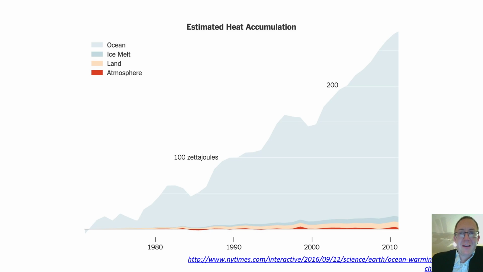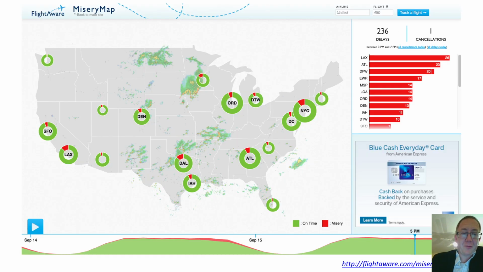Here would be estimated heat accumulation from the New York Times, and how much heat is in the ocean versus in ice, land, and the atmosphere, where it gets trapped essentially, and whether this is done well. Again, a marks and channels thing. I think that's really quite well done.